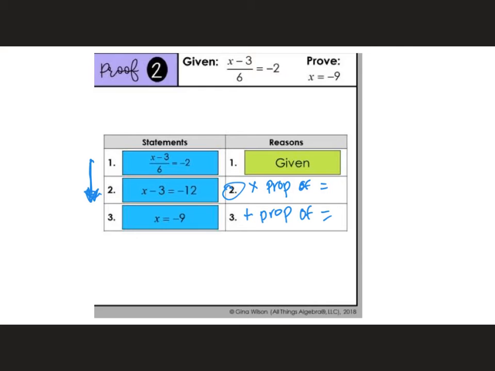So just another way to think about this. How did we get from one to the next one? Or what changed between the statements? What's different between those two statements?